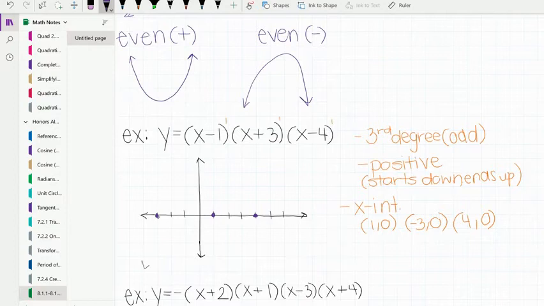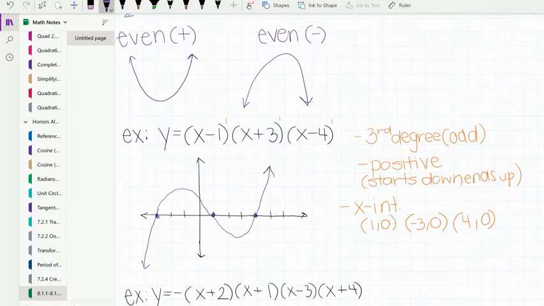I am not at all concerned with my y values, okay? We're not worried about how high or how low this is going. So we're going to start down. We go through the x-intercept, and then I know I'm going to have to go through the other one, so I'm going to eventually go back down. And then I know I have to go through the other one, so I go back up.